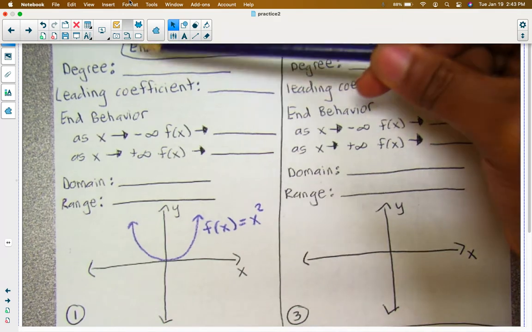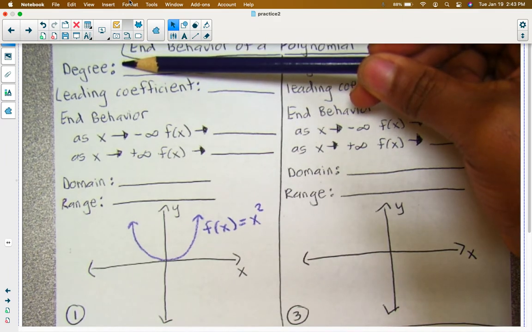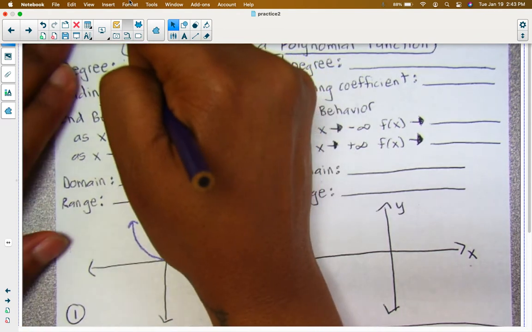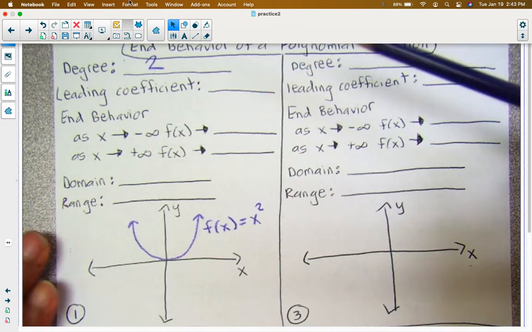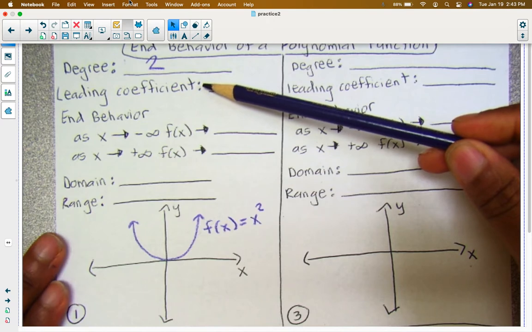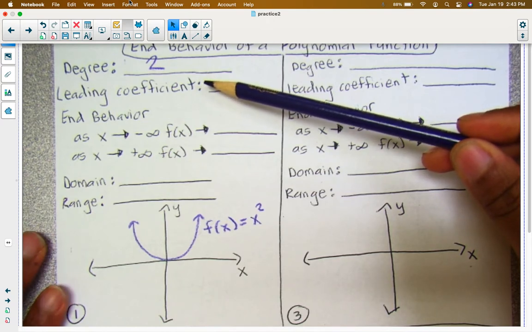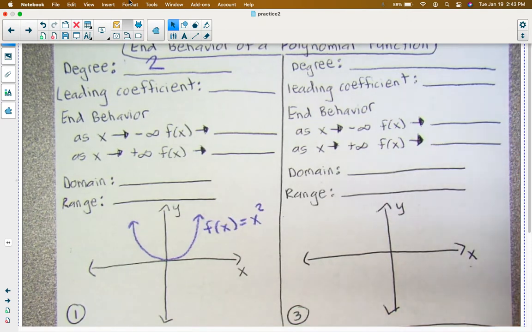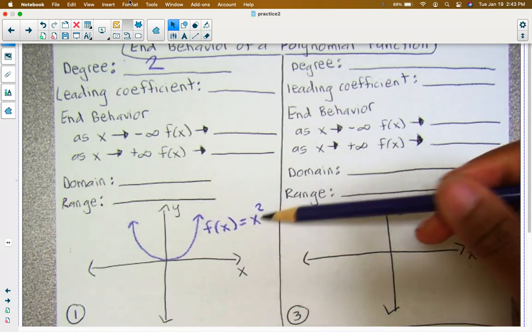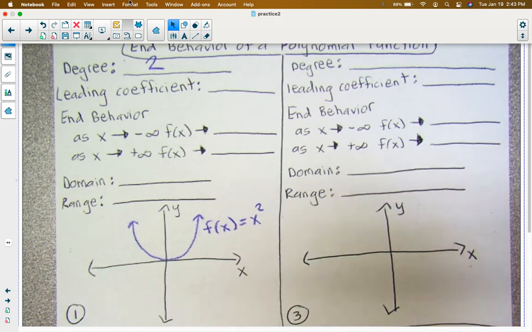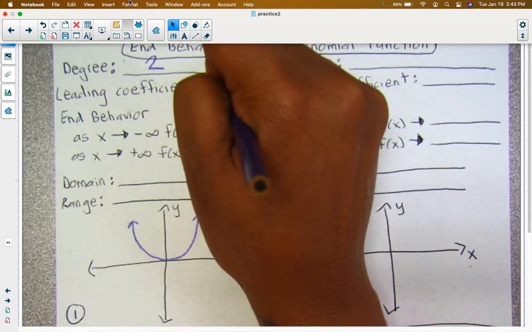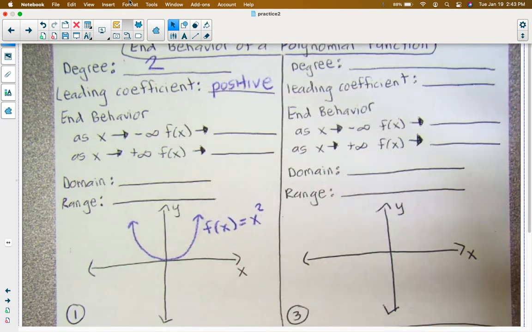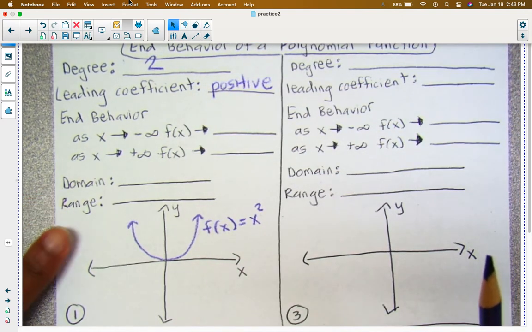So let's start with the degree. The degree is your highest exponent. So we know this is a parabola. So my degree is 2. The leading coefficient, I want to know the sign of the leading coefficient, like if it's positive or if it's negative. Well, this parabola is going up, so it's positive. So the number that's in the front here, even if I did not have this equation here, it would be positive. I'm going to come back to end behavior in just a minute. I'm going to jump down to domain and range.